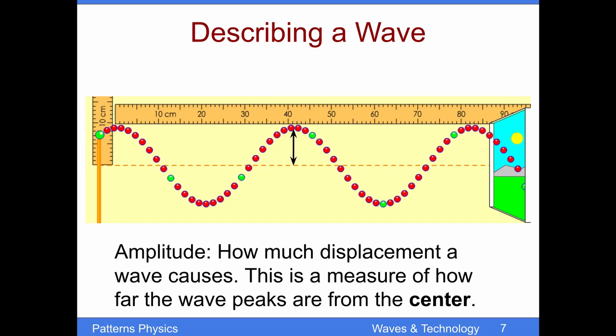Amplitude, how much displacement a wave causes. This is how far the wave travels from its center line. So remember, we're not talking about the wave going out the window. We're talking about how far the rope is deformed from what it would be if there were no wave in it. That yellow dotted line down the middle. So the amplitude is from the middle, from the dotted line, to a crest or to a trough. They should be the same distance either way.